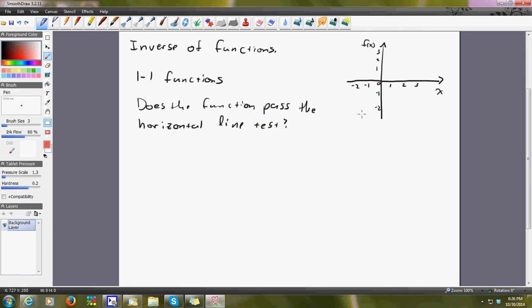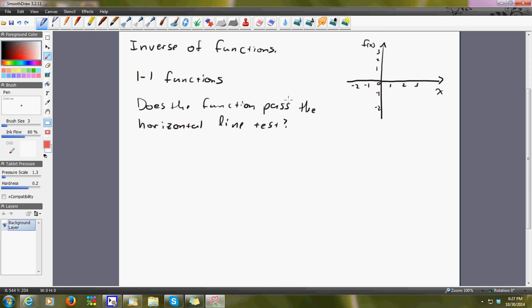However, if you had a cubic function, like y equals x cubed, that's not exactly the best drawing, this actually is one-to-one because it only passes through the horizontal line at one spot always. So y equals x cubed has an inverse, but y equals x squared, the parabola, does not.